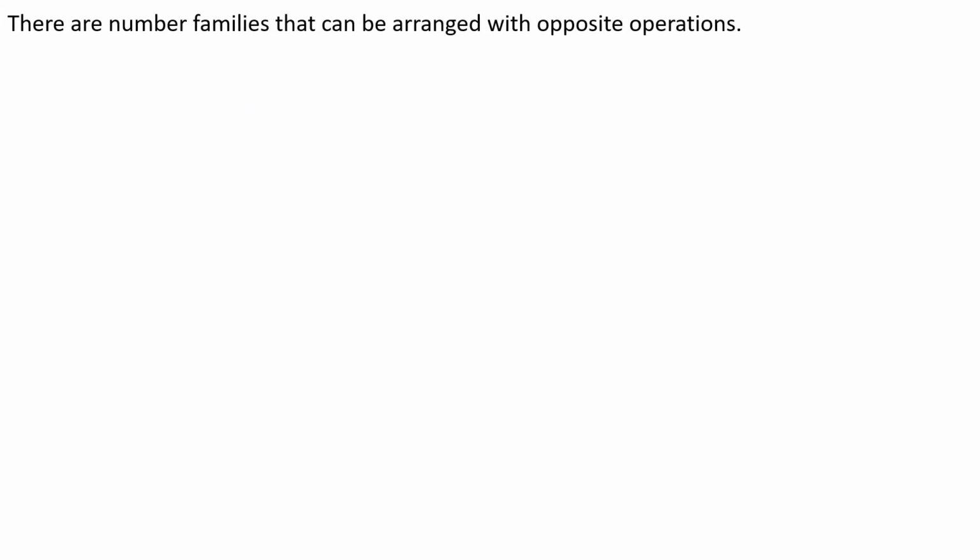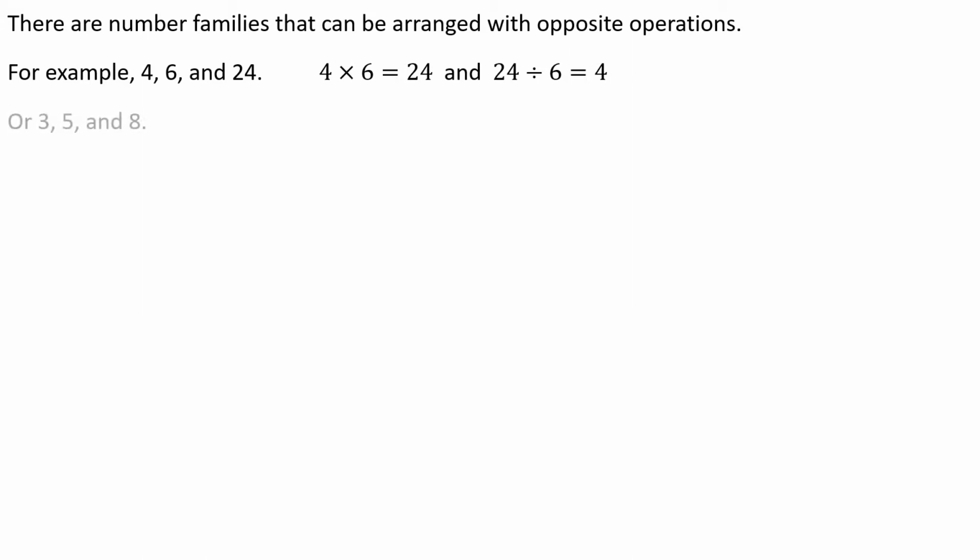Okay, now let's head way back to elementary school for just a moment, and remember some number families. Like if I gave you 4, 6, and 24. You learned that not only could you write them as a multiplication fact, 4 times 6 is 24, you could also write them as a division fact. 24 divided by 6 equals 4. If I gave you 3, 5, and 8, you say, hey, I can write it as an addition fact. I can write it as a subtraction fact.